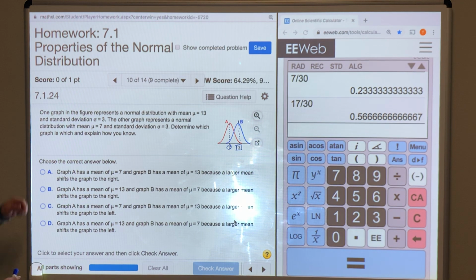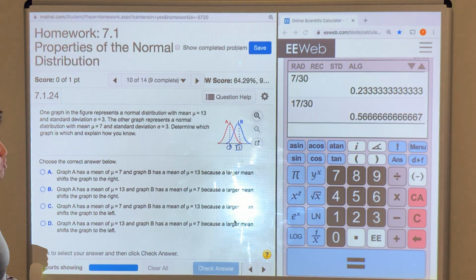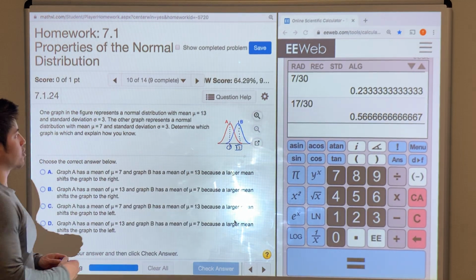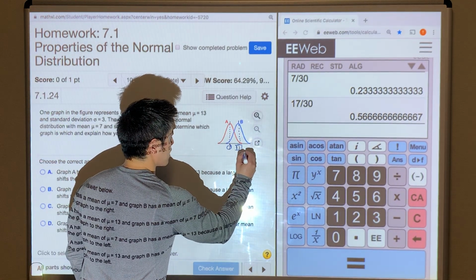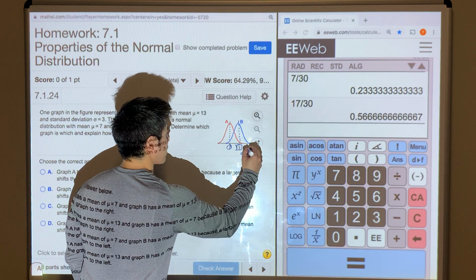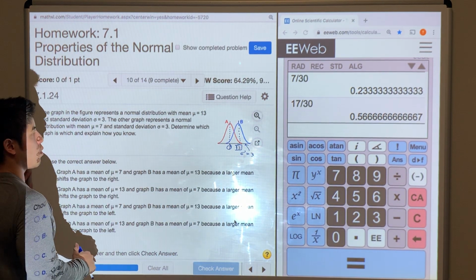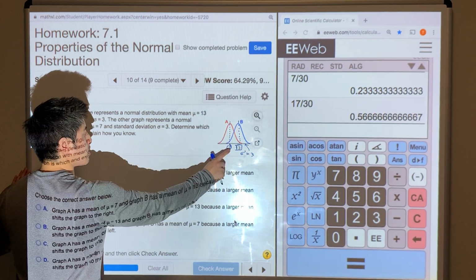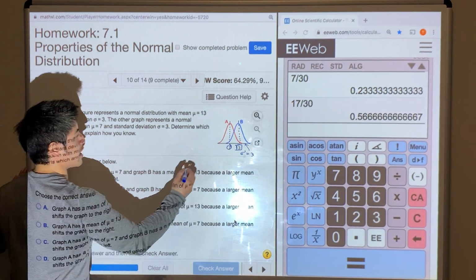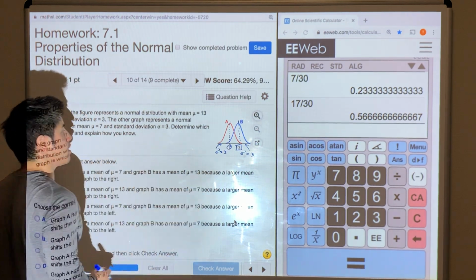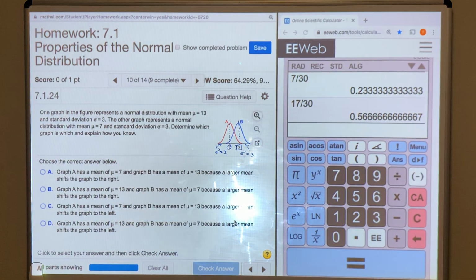They tell you one graph in the figure represents a normal distribution with a mean of 13. That's this one. And standard deviation of 3. So they say this one has a standard deviation of 3. That goes with this one. The other graph represents a normal distribution as well with a mean of 7. Here's 7. And a standard deviation of 3 as well. So this red one, they both happen to have the same standard deviation. Great, whatever. That doesn't have to be the case necessarily.